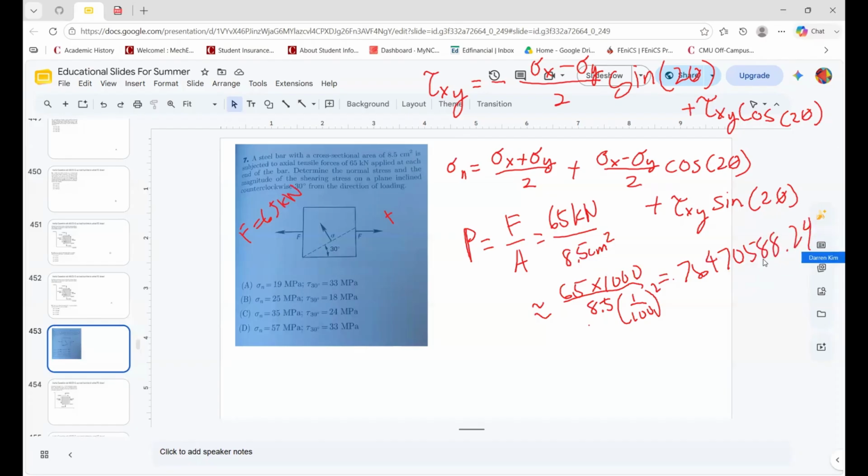7647058.24. That is right. So that's definitely we would change to mega. So 76.4 megapascals. What I'm gonna go with because I'm lazy and I'm not about to do some weird shenanigans for this question. We can multiply by 2, and we need to get the angle correctly too.